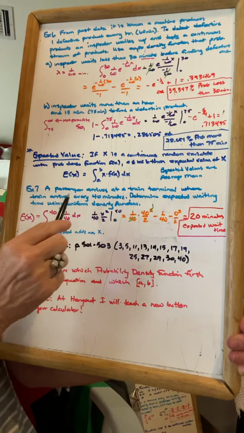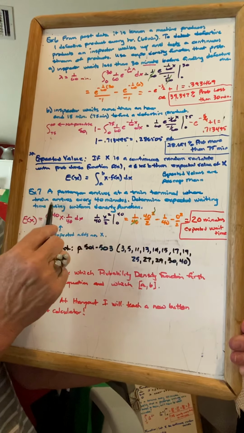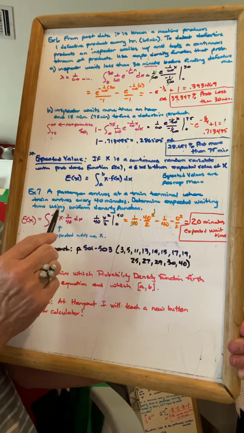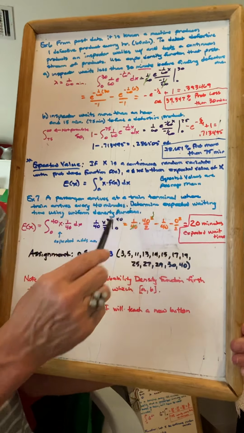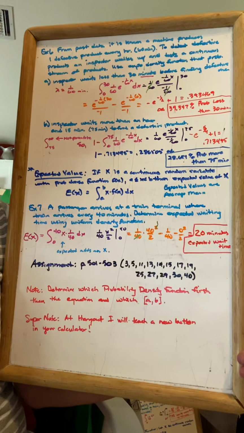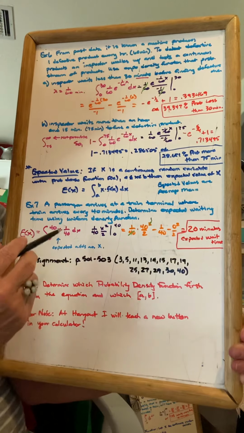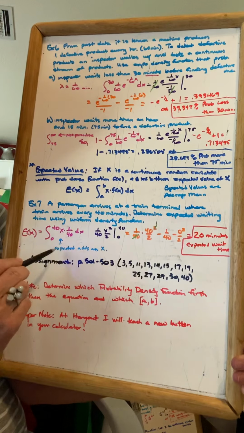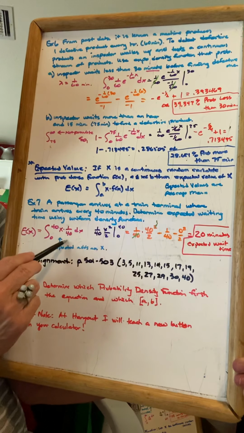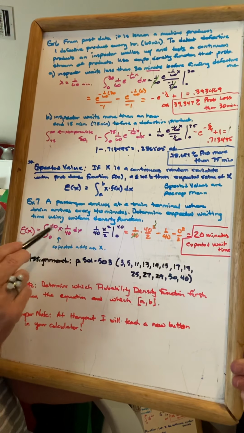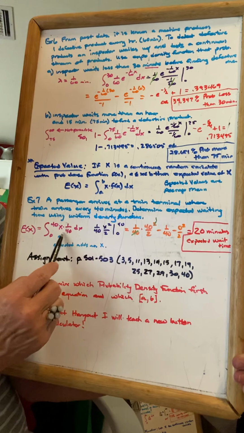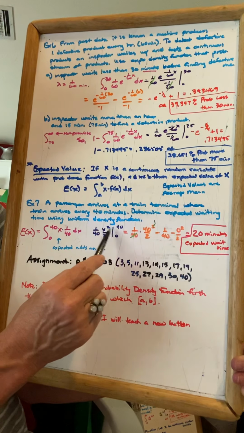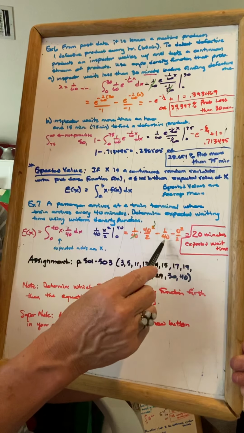So what does the problem say? A passenger arrives at a train terminal where the train arrives every 40 minutes. Determine expected waiting time using the uniform density function. Well, uniform density function was on the other page, and that was 1 over b minus a. So 1 over b minus a was 1 over 40 minus 0 times the x because it was expected. So x times 1 over 40 from the interval of 0 to 40 dx. So I integrate: the x is x squared over 2. 1 over 40 times x squared over 2. Put my 40 in. 40 squared over 2 minus 1/40th.